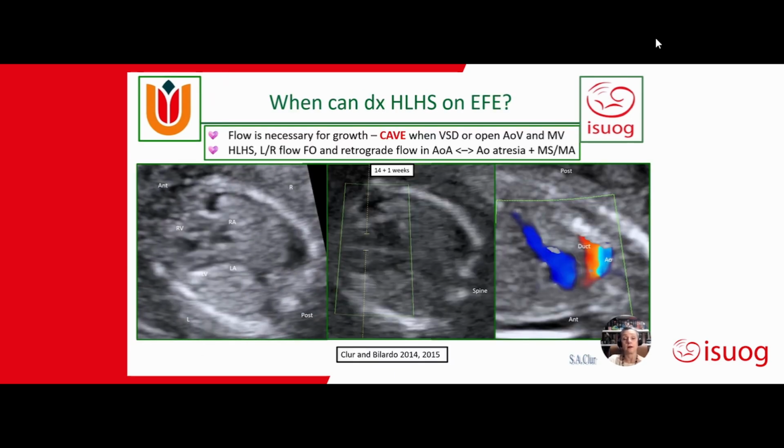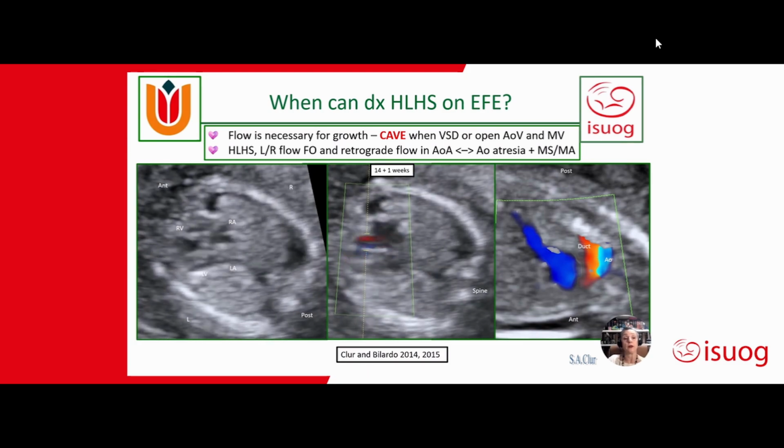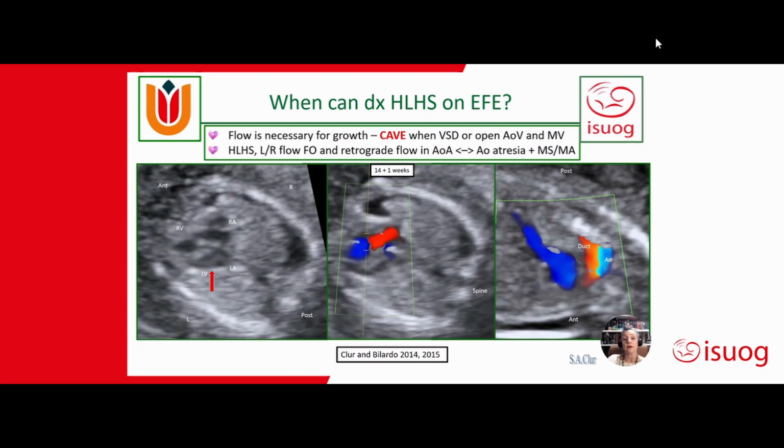So you may well ask, can we diagnose hypoplastic left heart syndrome in early fetal echo? Well, we can. If you have a look at the video on the left side, you'll see that the left ventricle is smaller and the left atrium is smaller than the right ventricle and right atrium. In the middle video, we can see that there is left to right shunting across the foramen ovale, and that there appears only to be filling of the right ventricle. We can also see that there is some tricuspid regurgitation. Furthermore, we can see on the right side that we have retrograde flow in our aortic arch here. So a diagnosis of hypoplastic left heart syndrome can be made.